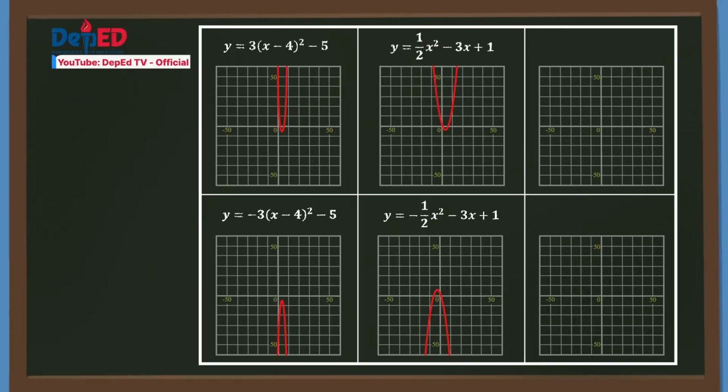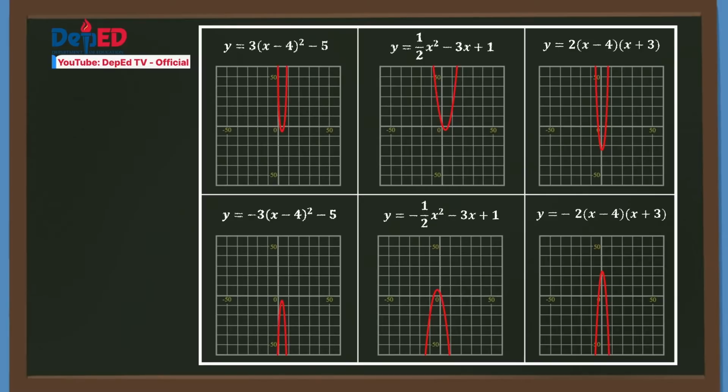Another graph that you will see represents the equation y is equal to 2 times the binomial x minus 4 times the binomial x plus 3. And the last graph represents the equation y is equal to negative 2 times the binomial x minus 4 times the binomial x plus 3.